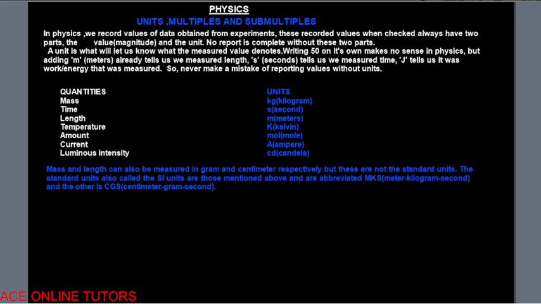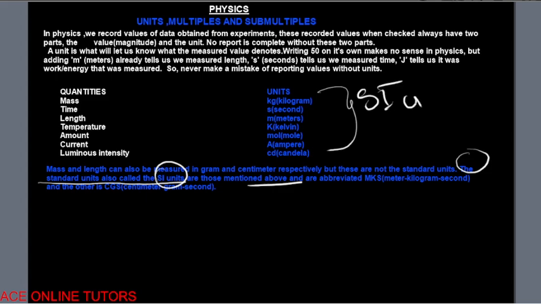Now, the standard units are also called SI units. That's what you must know. Standard units, we call them what? SI units. So they are those that are mentioned above. Those ones that are here, we call them the SI units. That's one thing that we must know. We call them SI units. They are the standard units.